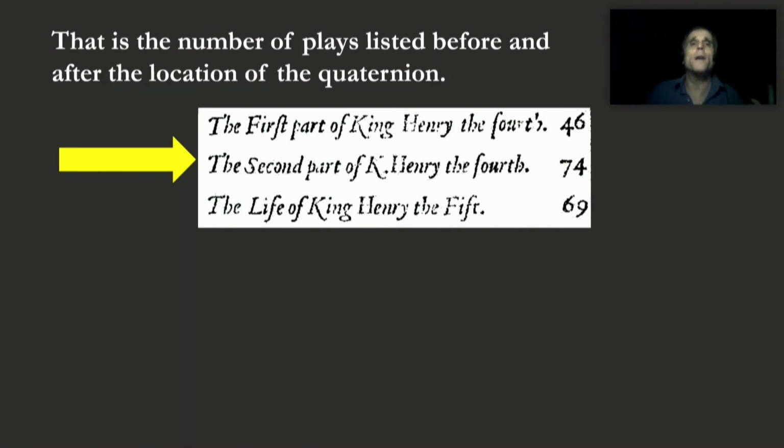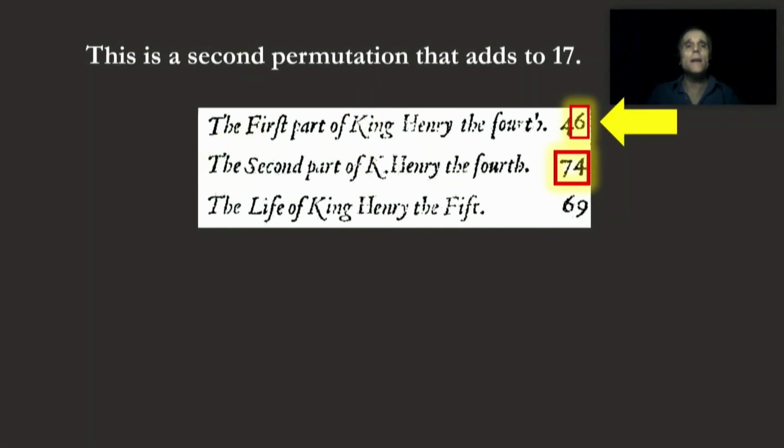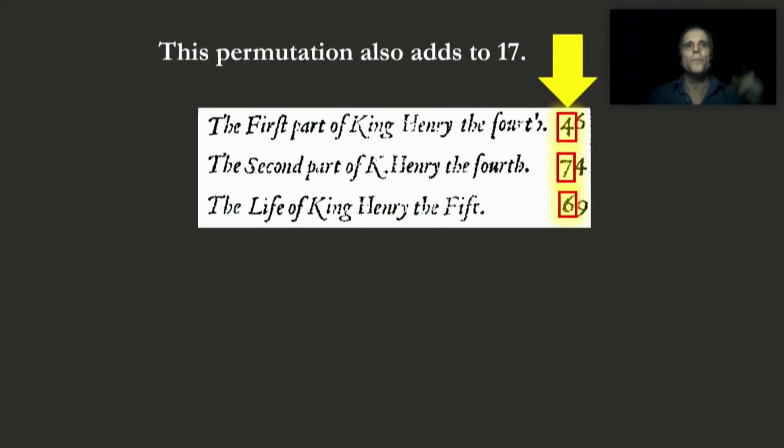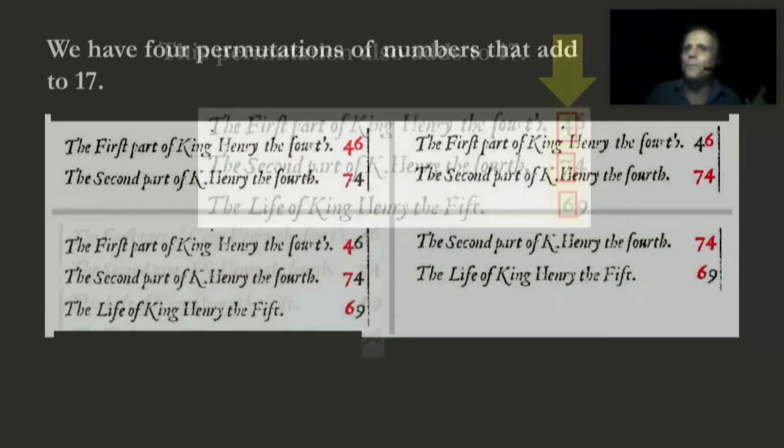Many of you are probably already ahead of me in this, but indulge me for the sake of those who do not see the rest of the clues. This is a second permutation of numbers that add to 17: 6, 4, and 7. This permutation of 7, 4, and 6 also adds to 17. Finally, the vertical permutation of 4, 7, and 6 also adds to 17. What I had discovered seemed not to be random at all.